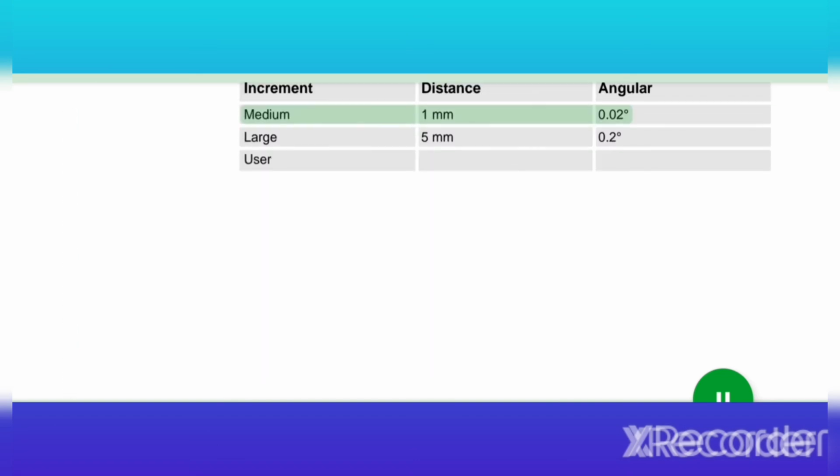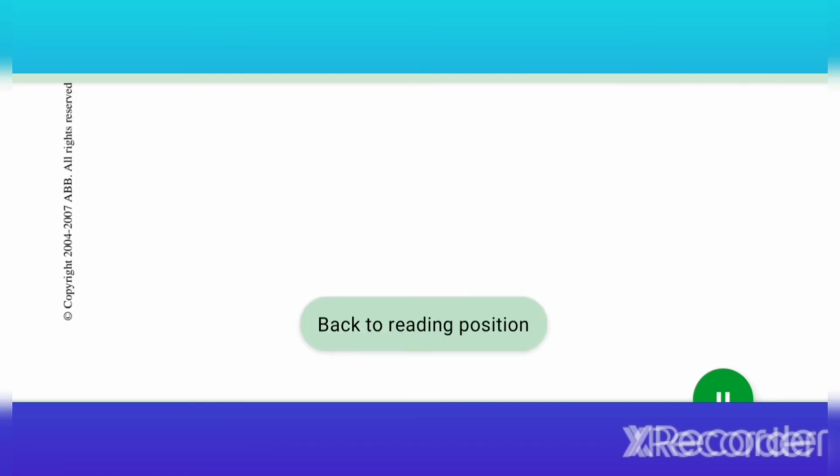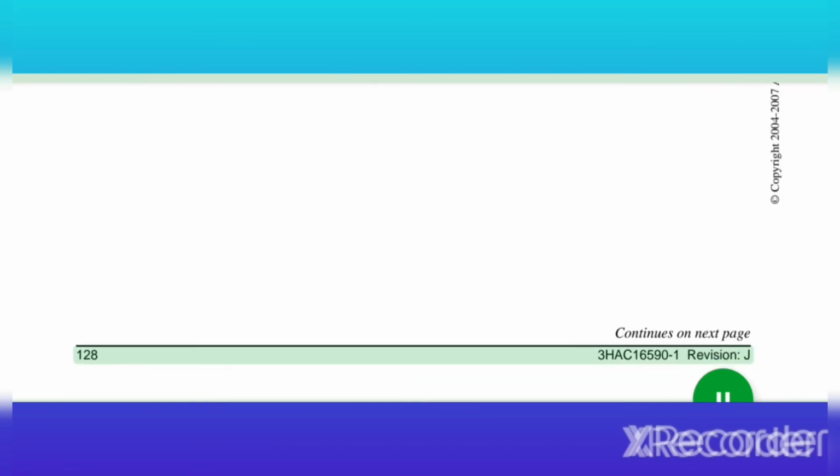Medium 1 mm, 0.02 degree. Large 5 mm, 0.2 degree. User. Increment distance, angular. Continued. 5 Jogging. 5.3.12. How to read the exact position.